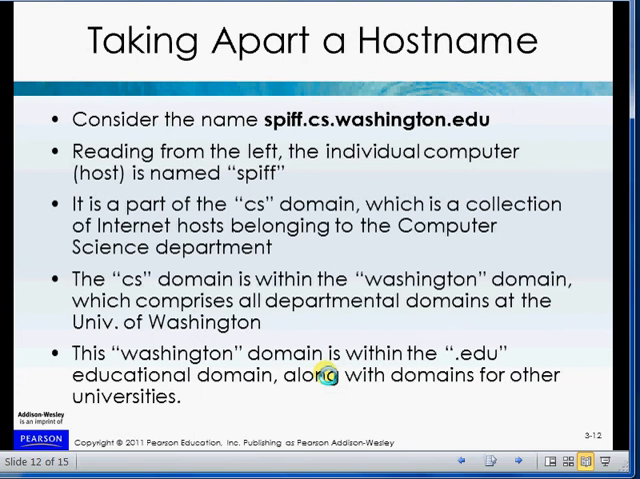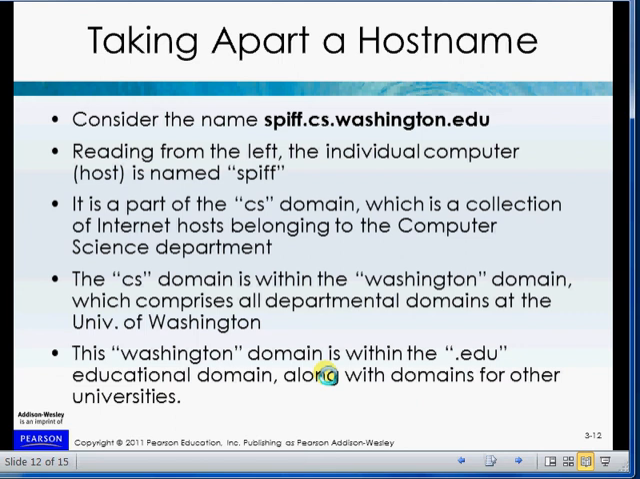Looking at this example here, we can take this apart. The domain name, indicated in the top line, is spiff.cs.washington.edu. You almost read these backwards. The top level here is edu, or educational institution. The second level domain is Washington, which is of course the University of Washington. The third level domain, or subdomain, is CS, an abbreviation for computer science. And the last part is actually the name of a computer.